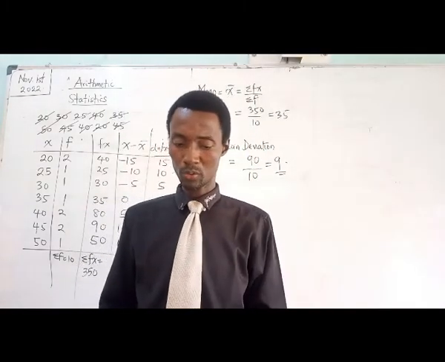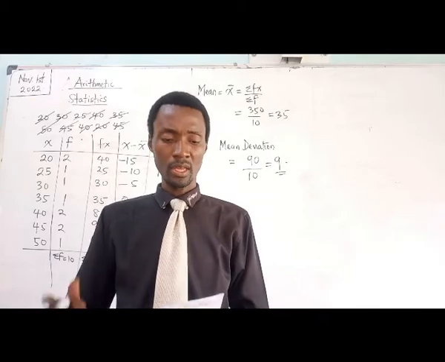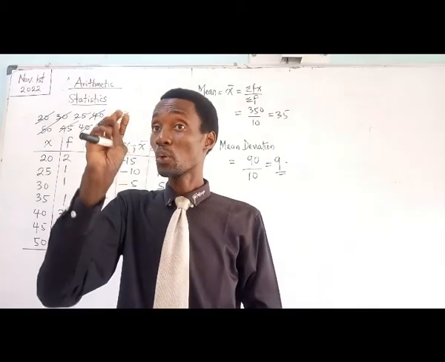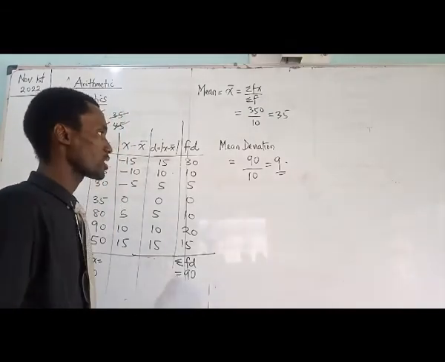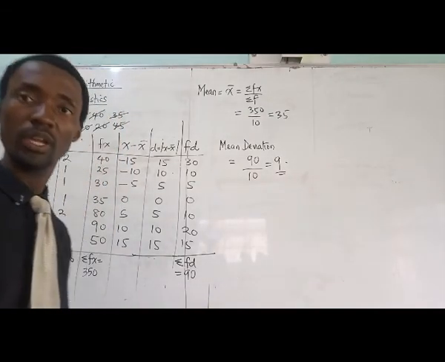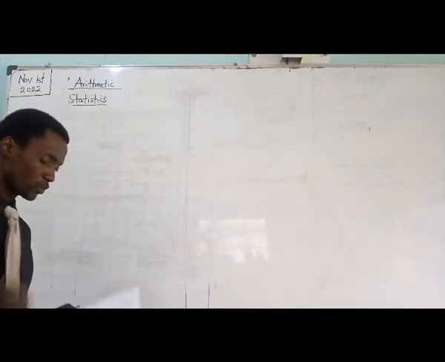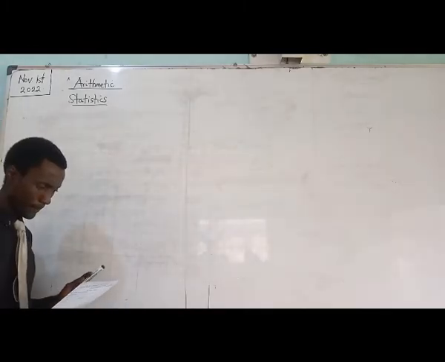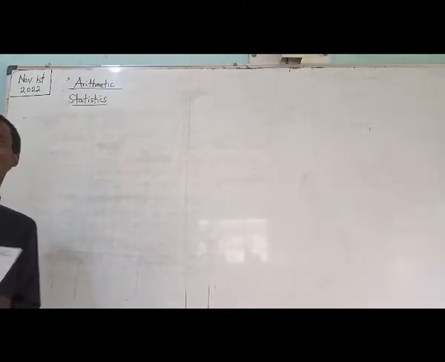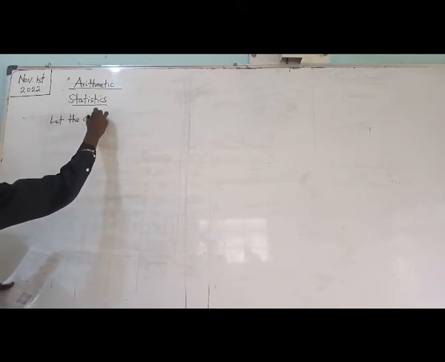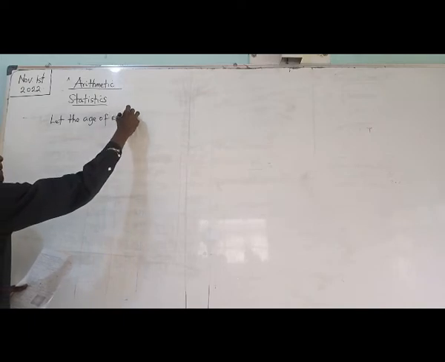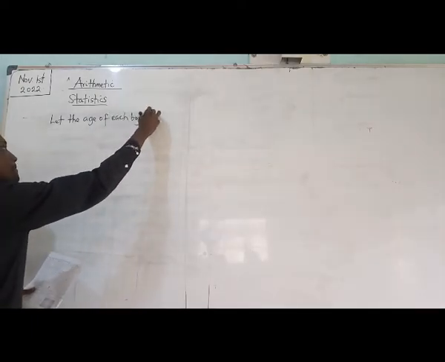Now we have another question that says there are 5 boys with the same age. So let the age be x. And we need to clean off what we have here. Okay, for the next question we are told that there are 5 boys of the same age. So let the age of each boy be x.